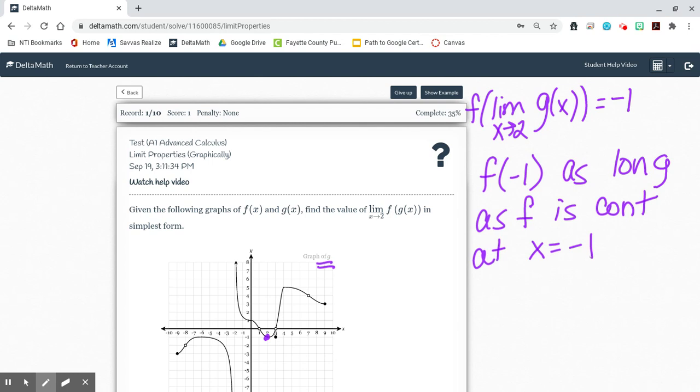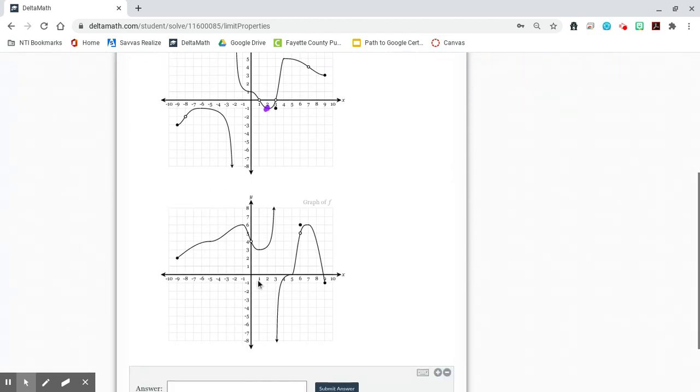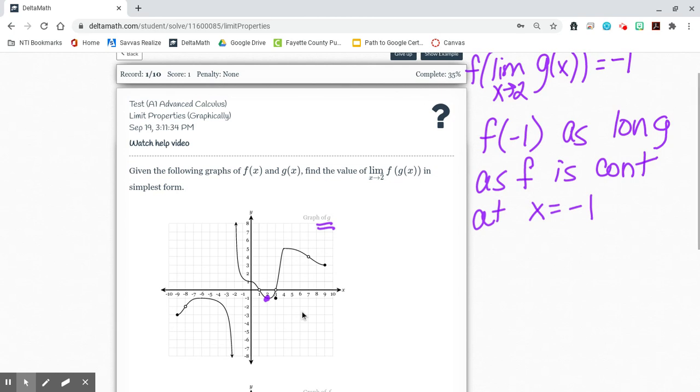So let's scroll down and see: is f continuous at negative 1? Look, here's the graph of f. f is continuous at negative 1, and f of negative 1 is 6. So my answer for this is 6. And then we'll type that in.